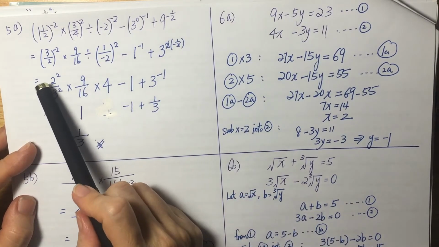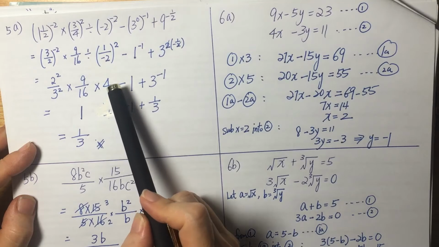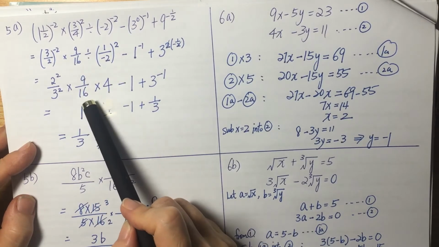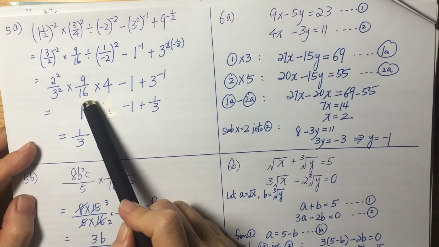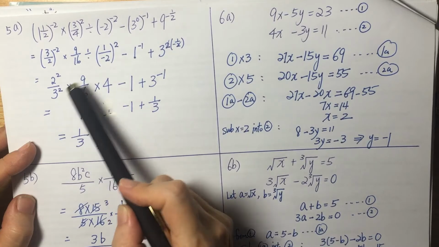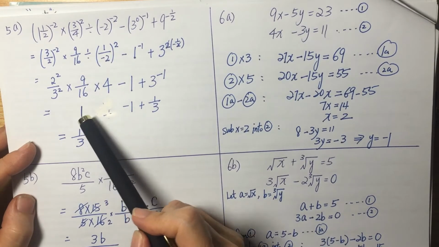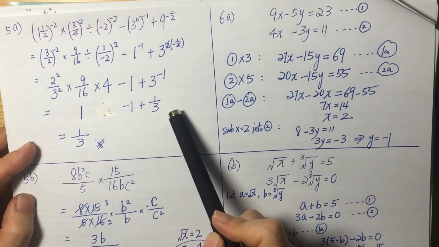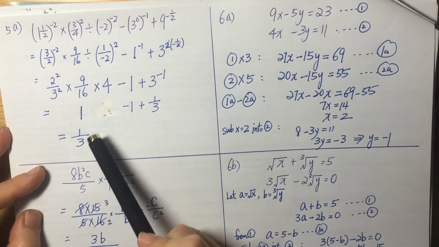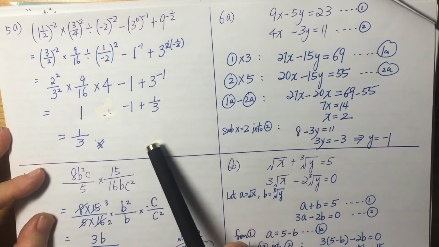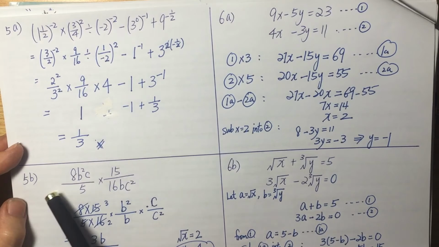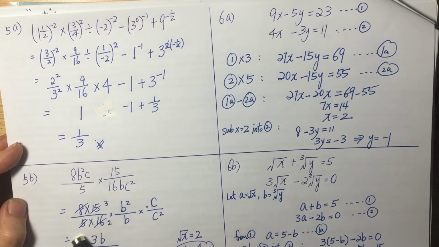Okay, so here 2 squared, 4. So 4 and 4 cancel with 16, so gone. 9 and 3 squared cancel, also you have answer 1. So 1 minus 1 plus 1/3, which is 1/3, because 1 minus 1 is 0. Okay, this is 5a. 5b is easy. You just put all the numbers together, all the b's together, all the c's together, and simplify.